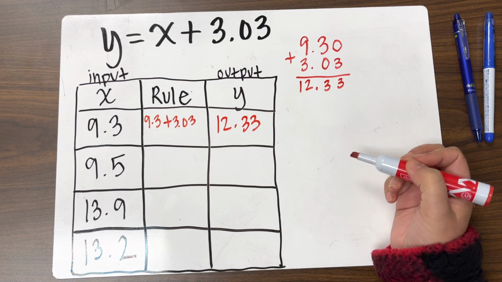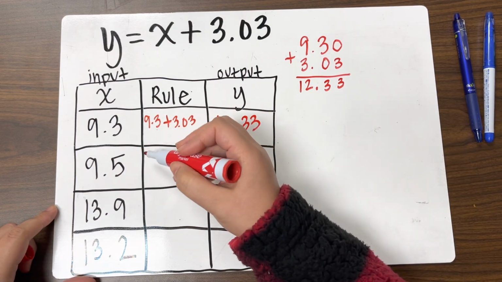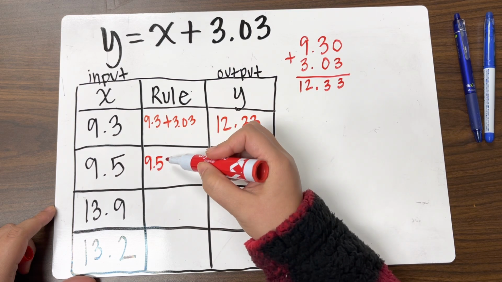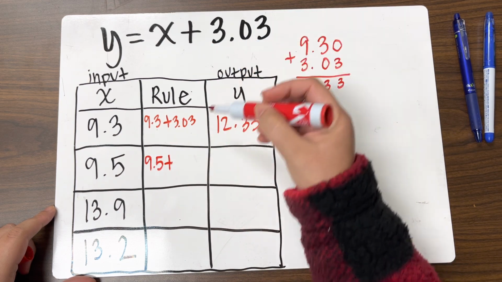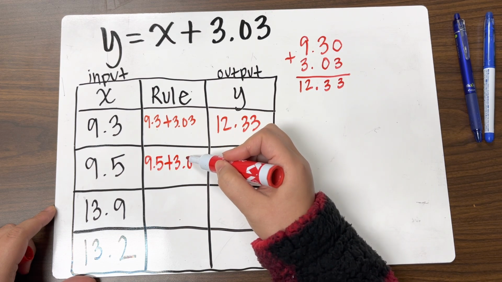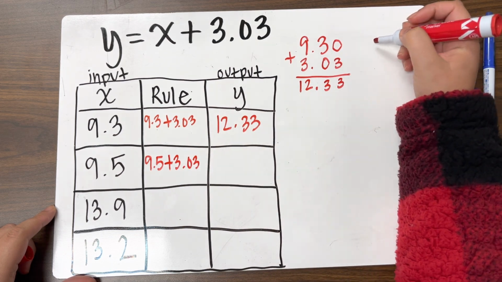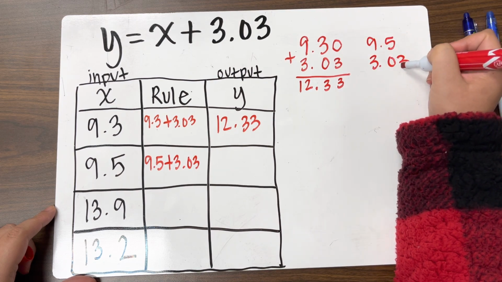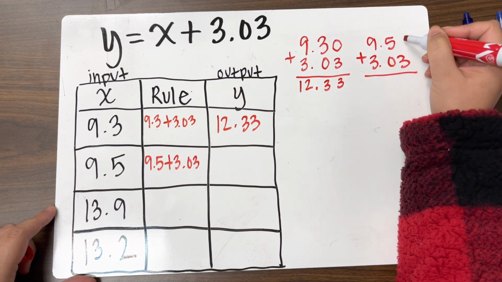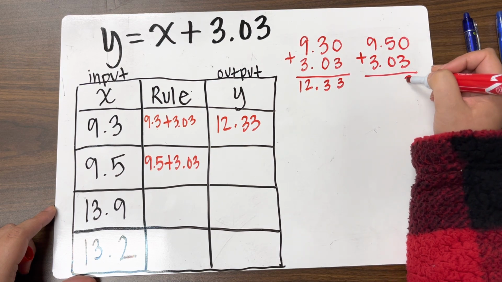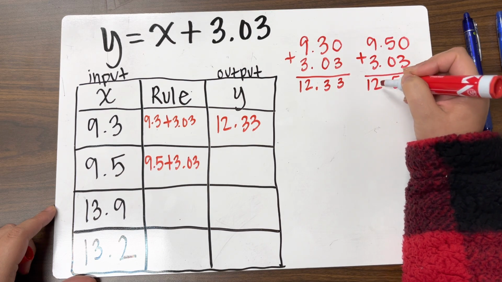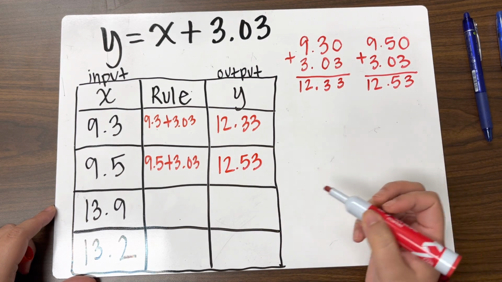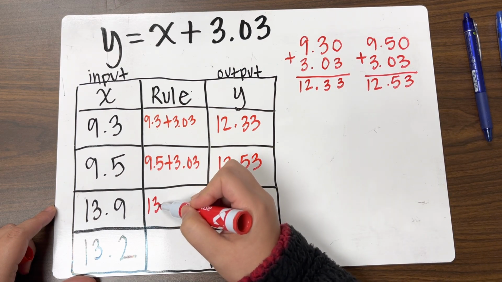Okay, so let's do it for the rest of the table. This time I'm going to start with 9 and 5/10 plus, again the rule is the same, 3 and 3/100, and we're going to solve. 9 and 5/10 plus 3 and 3/100, and we add. Always line up your place values. So we get 12 and 53/100.